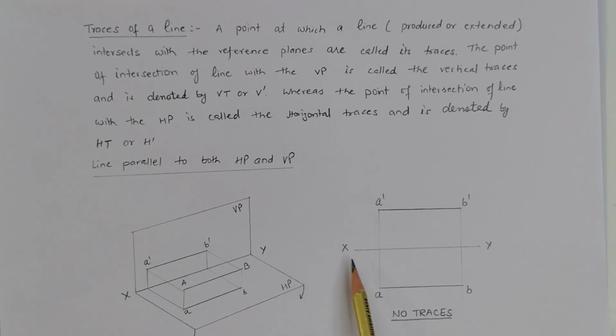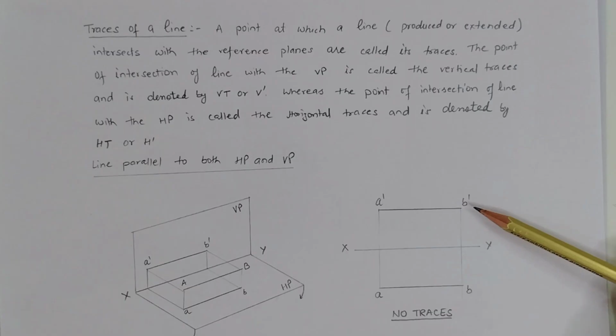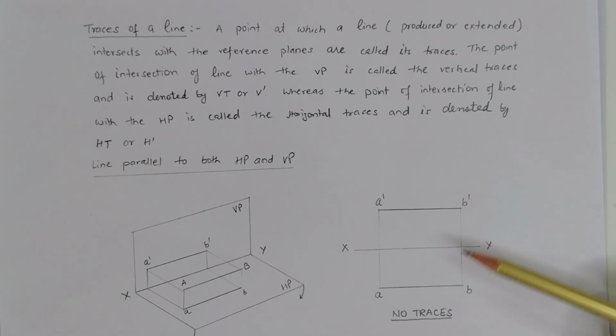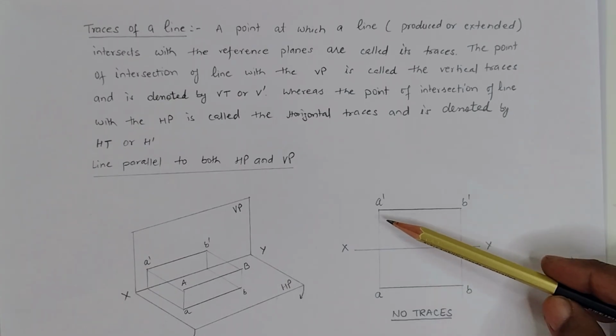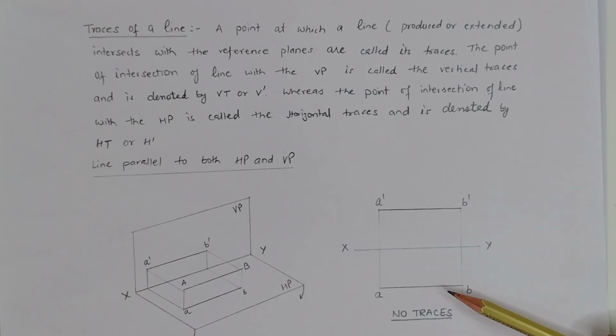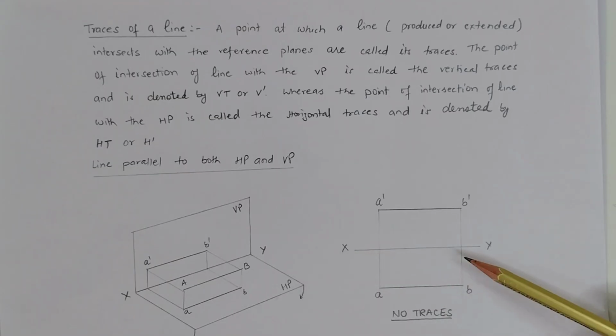The same is represented here. XY is the axis, and a dash b dash is the front view of the line and ab is the top view of the line. As the line is parallel to both the planes, you can see neither the front view nor the top view intersects the reference line, so that's why there are no traces.